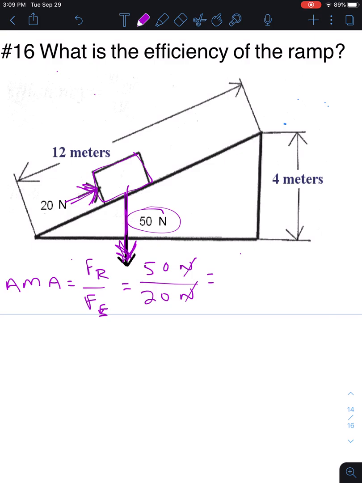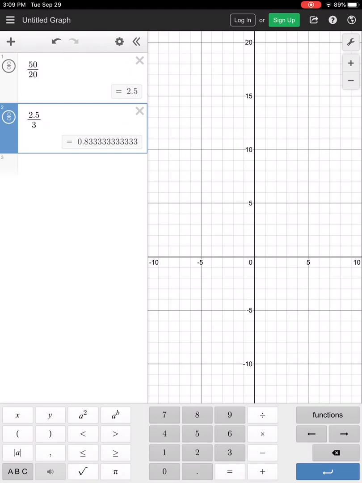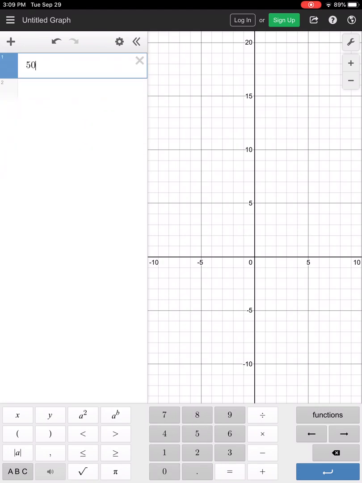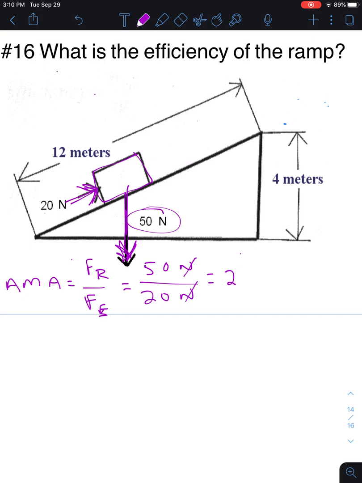Punch those numbers into your calculator. 50 divided by 20. Let's actually use the calculator. 50 divided by 20. Oops, I didn't want to do that. 2.5. So 2.5.